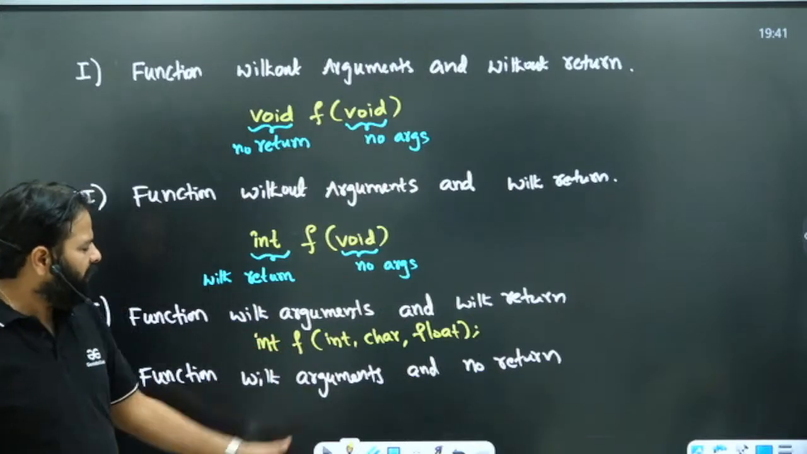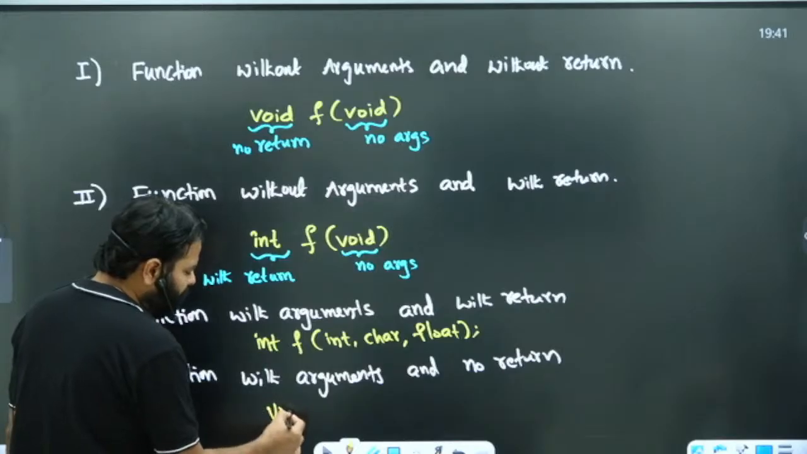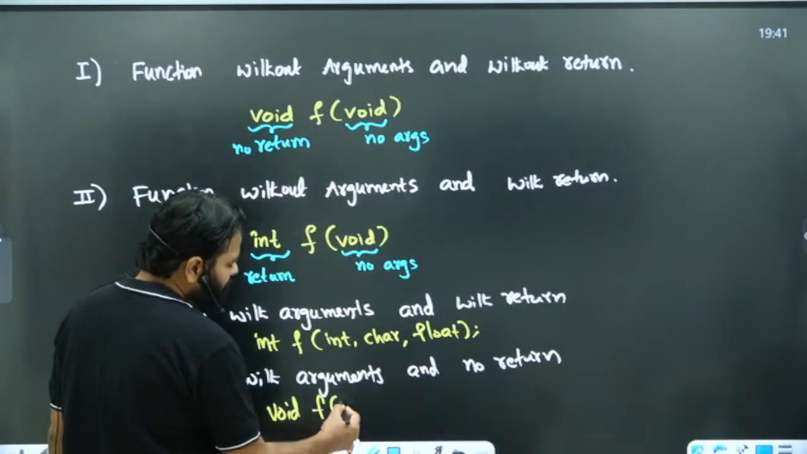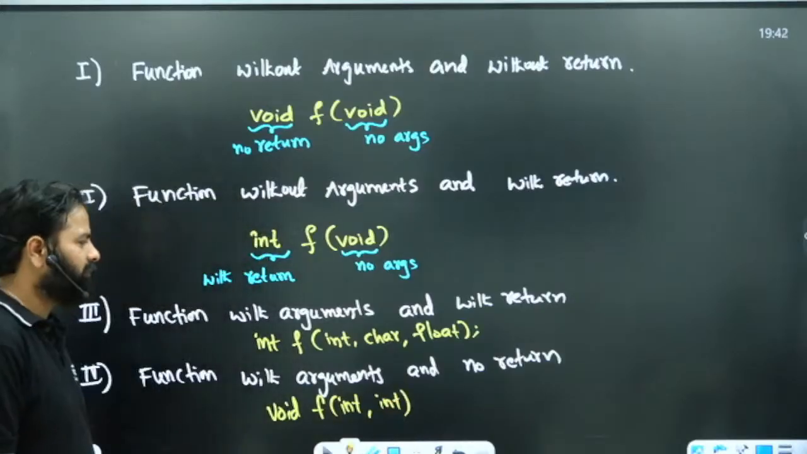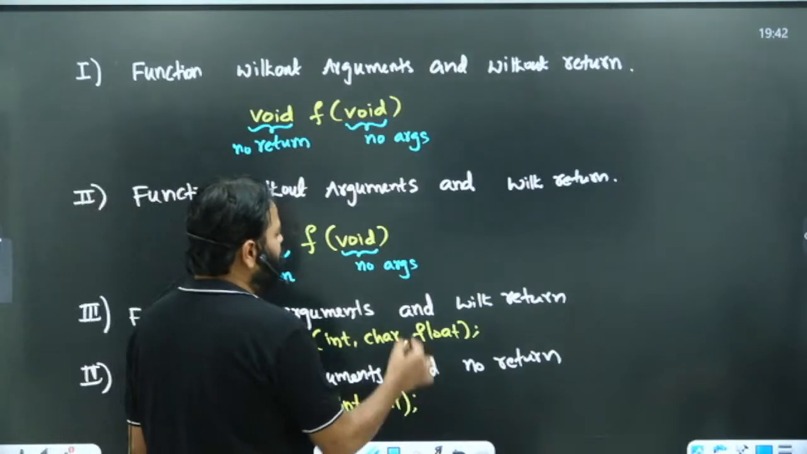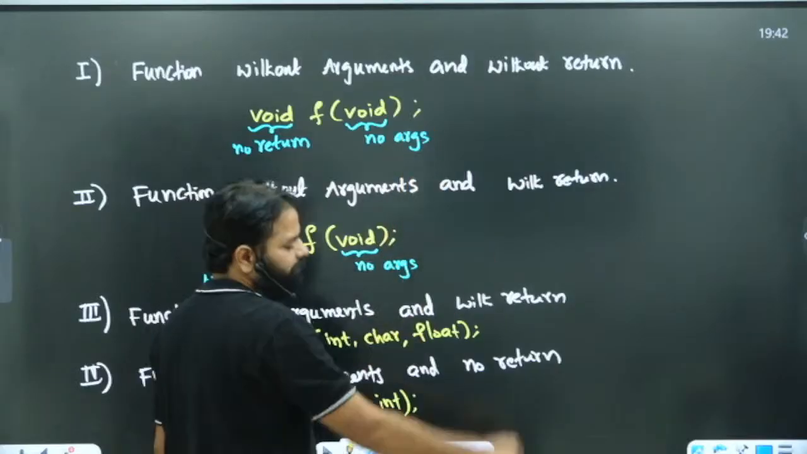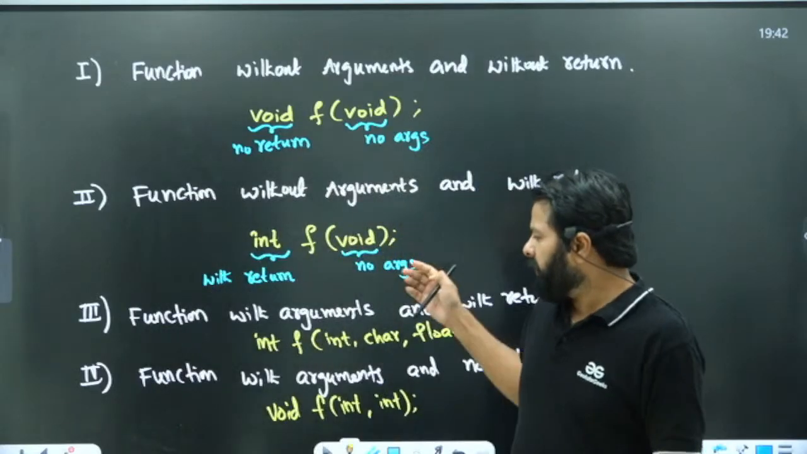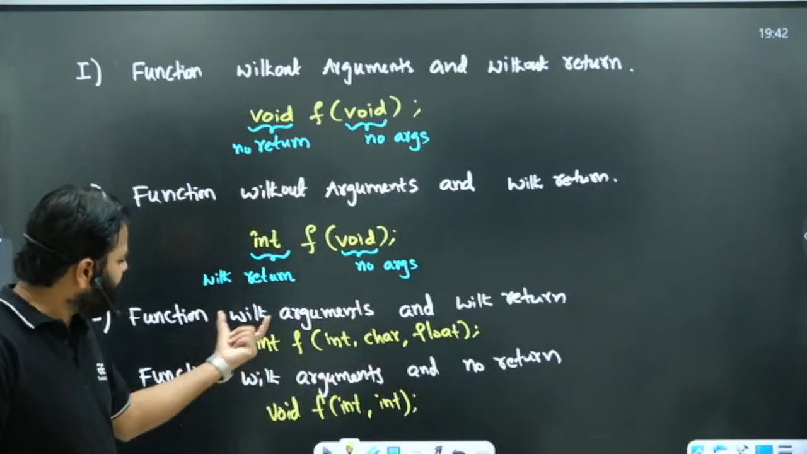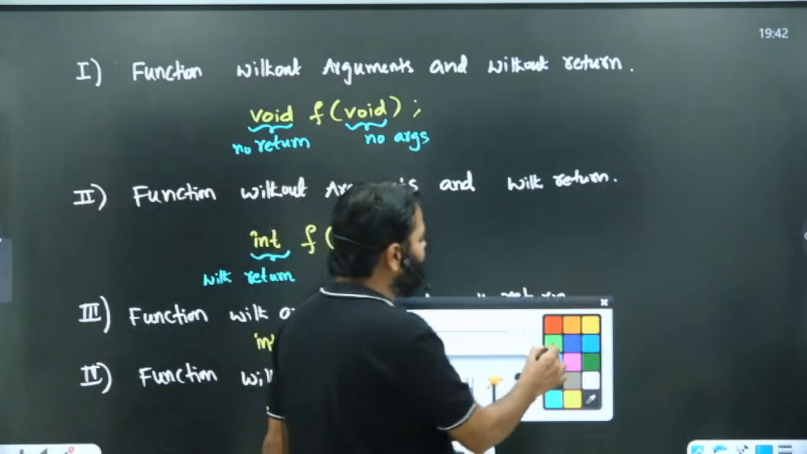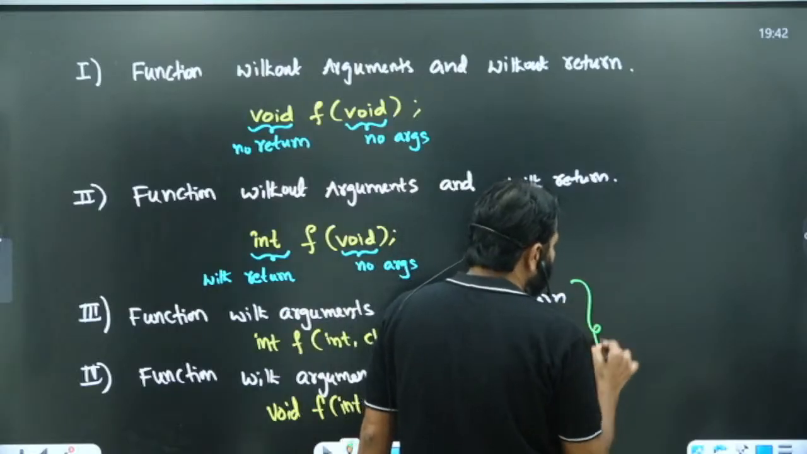And if you don't want return, what do? You write a void. Maybe you are passing, let's say, 2 integers, then int comma int. Able to understand the prototype of the function? And in this too, the speciality is you are having arguments. So these things again further that we'll discuss tomorrow.